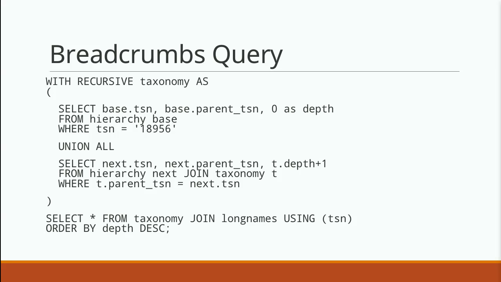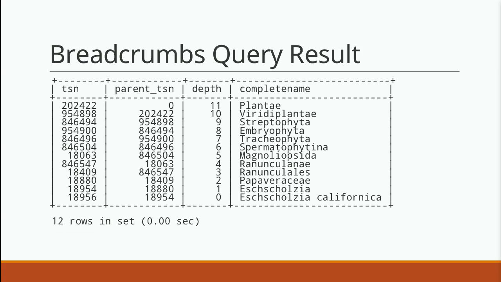You find all the ancestors for the California poppy, and you start with this base case, and then recurse up the taxonomy. My taxonomy is the name of my CTE, and you keep on going up, and then you can say, I want the taxonomy, and join that to the long names, the textual long names, to get that back. And it looks like that. So I've got my TSN, my parent TSN, my depth, which is actually reverse order. Notice since I started with the California poppy at the bottom and did the recursion all the way up, the depth actually goes up to the top of the plant kingdom.